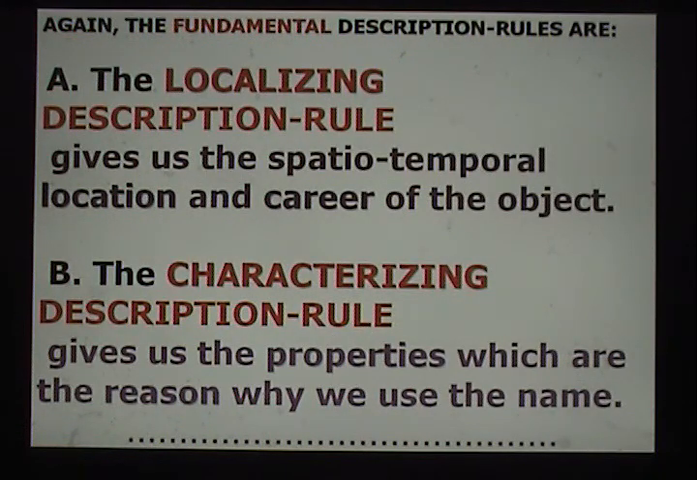Again, the fundamental description rules are: A, the localizing description rule. This gives us the spatio-temporal location and career of the object. B, the characterizing description rule. This gives us the properties, which are the reason why we use the name.